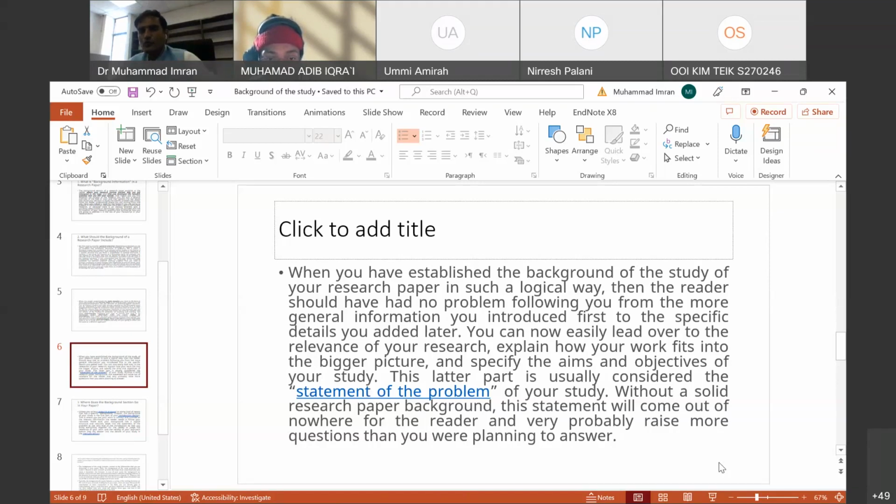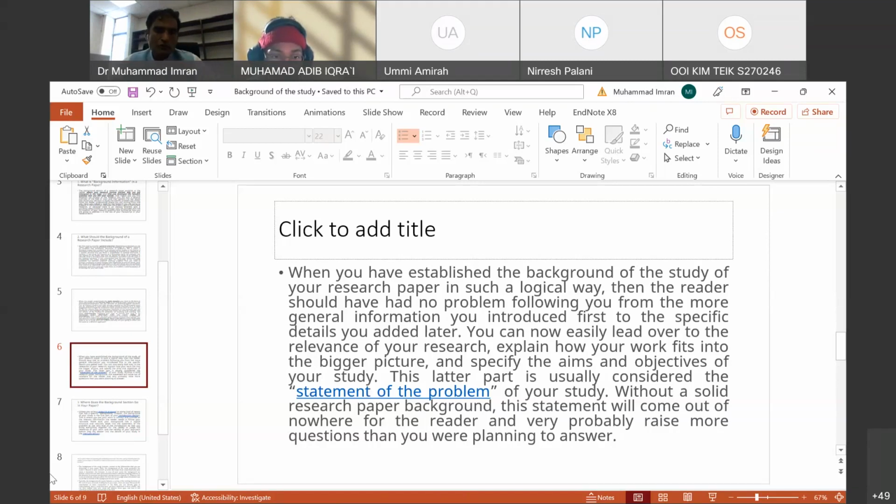This kind of question will be covered in the statement of the problem, the second part of the introduction of your study. Without a solid research paper background, this statement will come out of nowhere for the reader and very probably raise more questions than you were planning to answer.